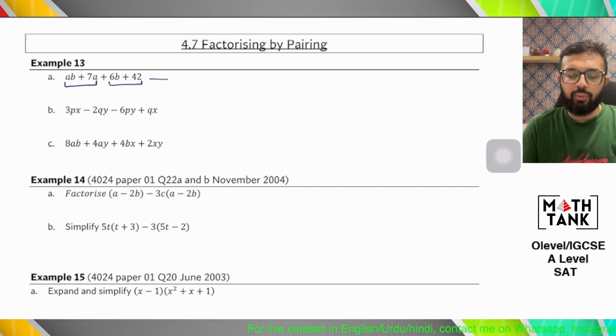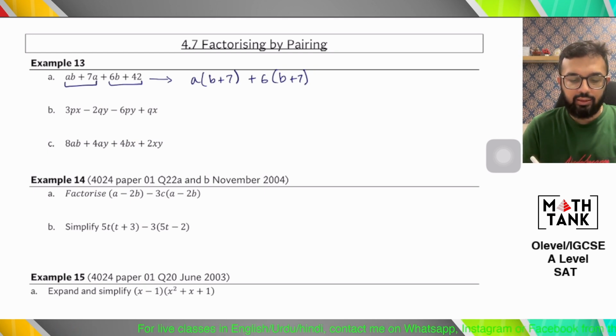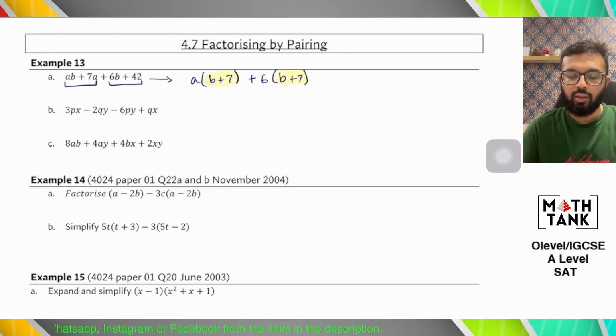factorize. Now, from the first pair, I have a common, so I'm left with b plus 7. In the second one, I have 6 common, so I'm again left with b plus 7. Okay. Now, these are two pairs that I have factored out commons from. What do I do next? Now, remember that these two brackets are now common. So what I do is I take the bracket common and I write the remaining terms a and then plus 6.